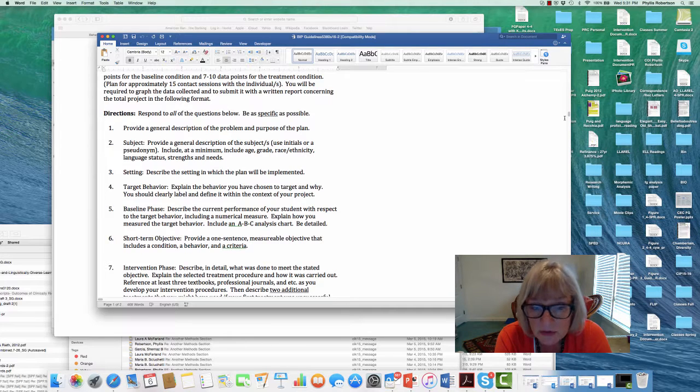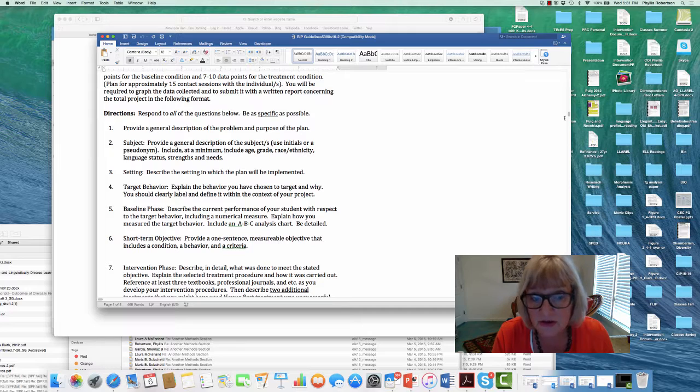At a minimum, you need to include the person's age, their grade if they're in school, their race, ethnicity, their language status. That means, are they a native speaker of English, or do they also speak one or more additional languages? Their strengths and their needs. Because remember, we always operate from a position of strength, and it's always important to know what individual strengths are so that we can build upon those.